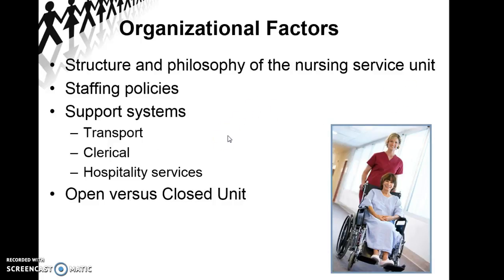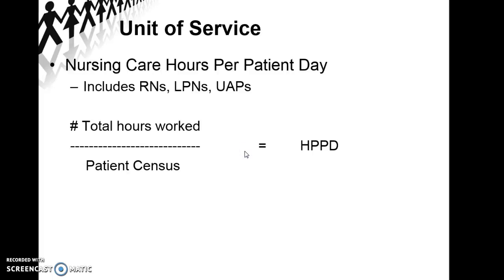So some organizational factors that affect your staffing and scheduling: the structure of the organization and the philosophy of the nursing service unit. Know that each area has its own culture, the policies and procedures. Okay, and who are your support systems? Like sometimes on nights and PMs you don't have transport, or the CNA has to accompany somebody to CT, that kind of thing. You certainly might not have anybody who can come in and give you a tray, right? Because the kitchen might be closed. And then the idea of open versus closed units, which we already talked about.